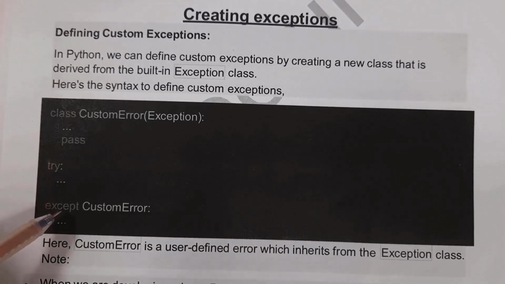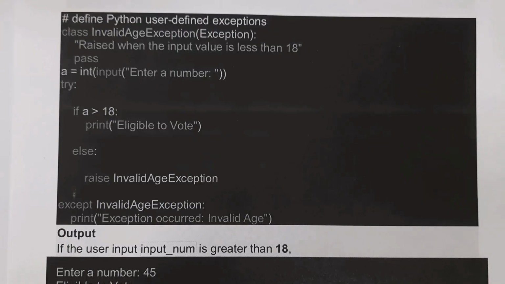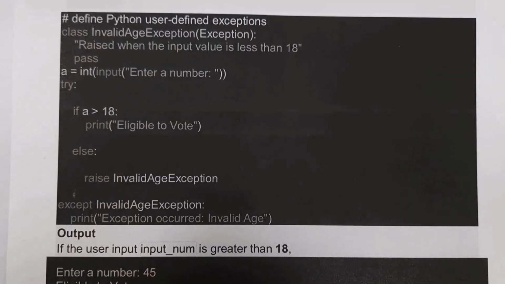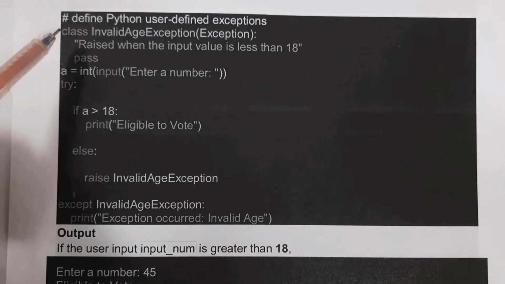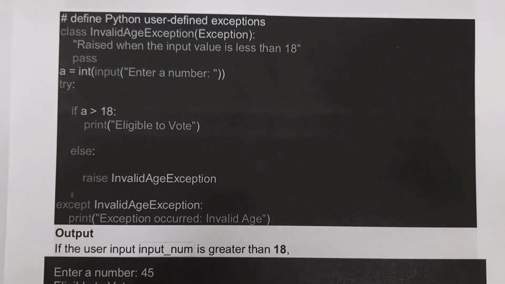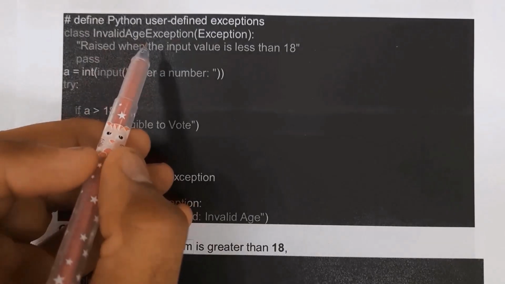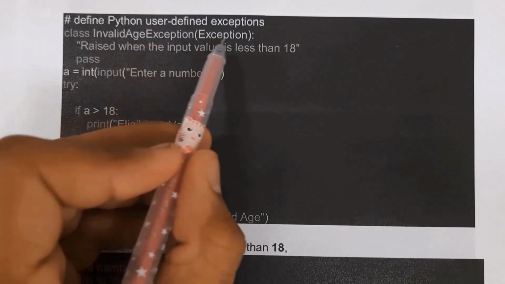And inside the except block you need to give the custom error. I will give an example. In this example I am creating my own exception, that is InvalidAgeException. If a person is above 18, then he is eligible to vote. But if a person is less than 18, then he is not eligible to vote. So I am creating an exception for this. I write class here. I am creating my own exception. That exception name is InvalidAgeException.